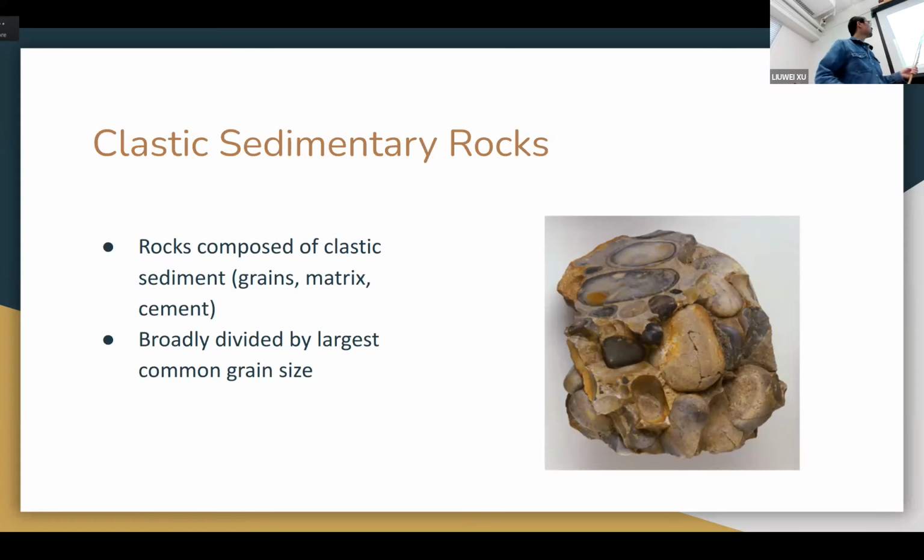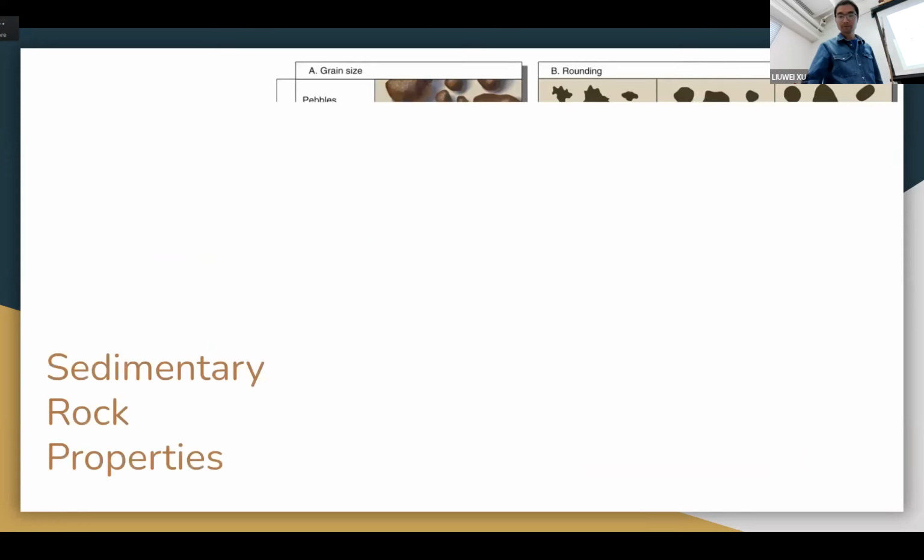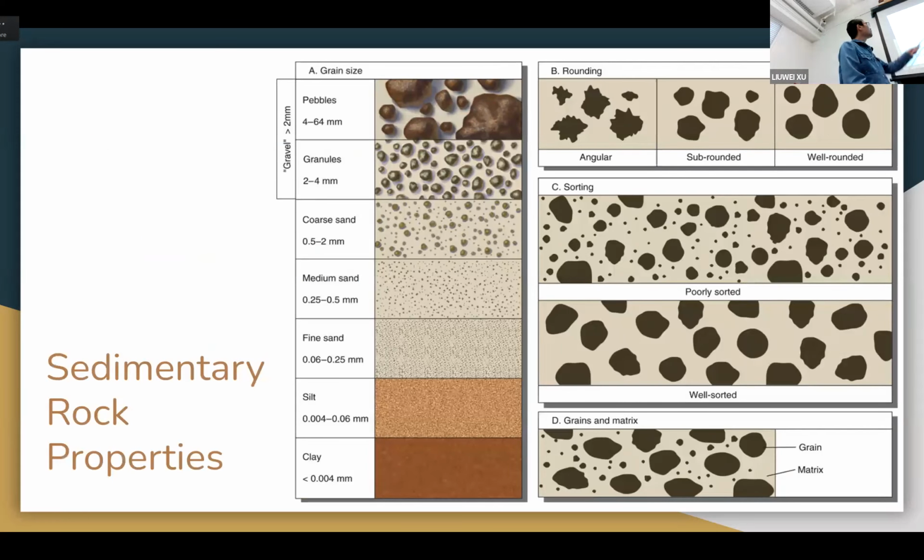They can be broadly divided by largest common grain size. As table A shows, we can divide them by grain size. If the grain size is very large, it belongs to the first type. As you go down, the grain size decreases, and finally they become very, very small, and you can almost not see individual grains in the rock.